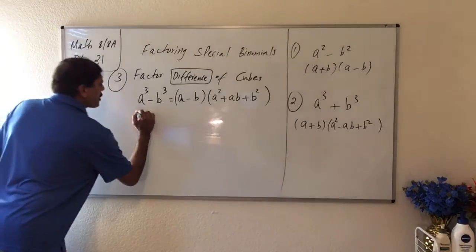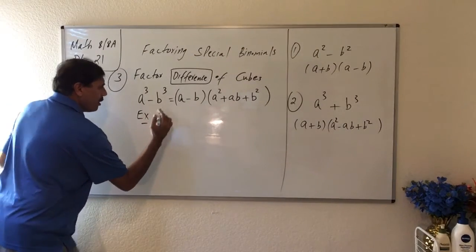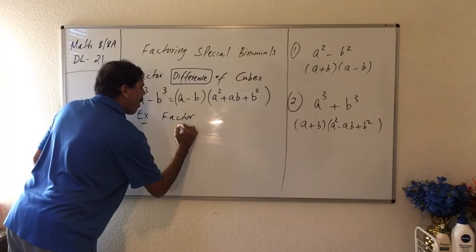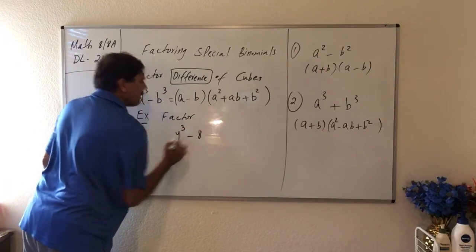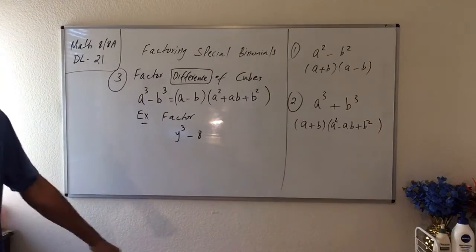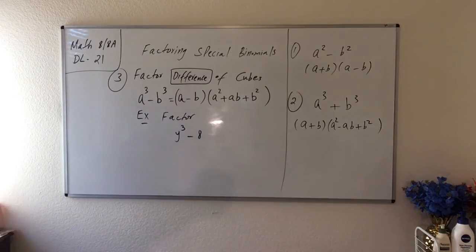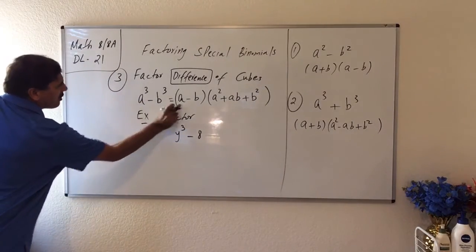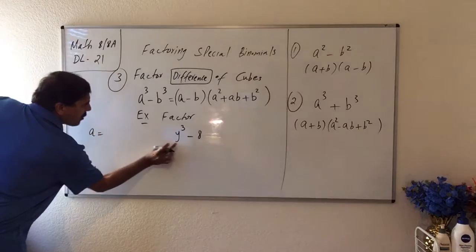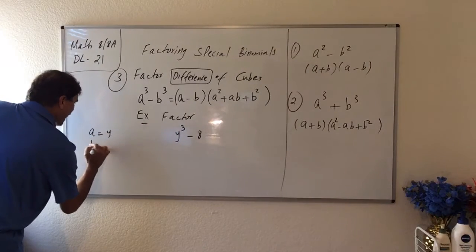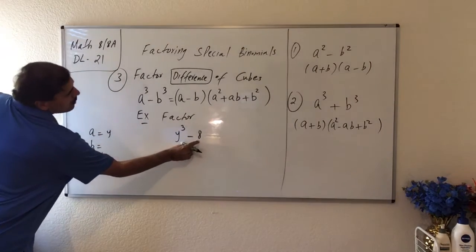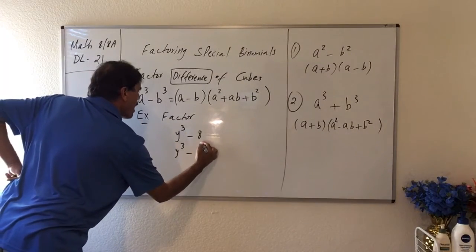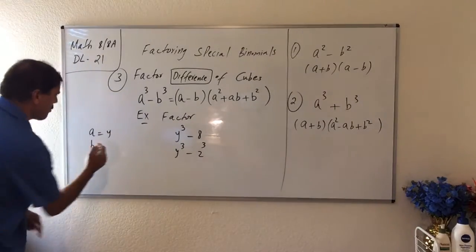So here is a quick example. I can show you a couple of examples. Let's say we have y cubed minus 8. It's very similar. Most of you did great on the last worksheet, so it's very similar. The trick is first find the first base. So the first base is y. What is the second base? What is the cube root of 8? You can also write it this way too: y cubed minus 2 cubed. So the second base is 2.